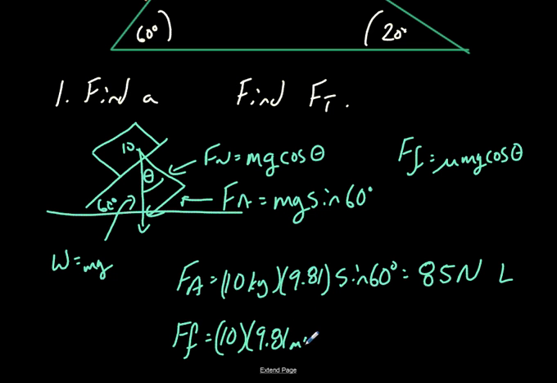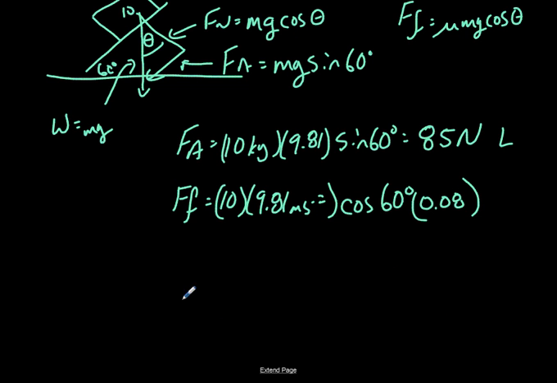I should really be including my units here, but mu is times 0.08. Okay, and let's see what we get for that. And you get roughly, just rounded, 4 newtons for that. Okay, and that's going to be against the motion of this object. Right? Now we're going to do the exact same thing on the other side.